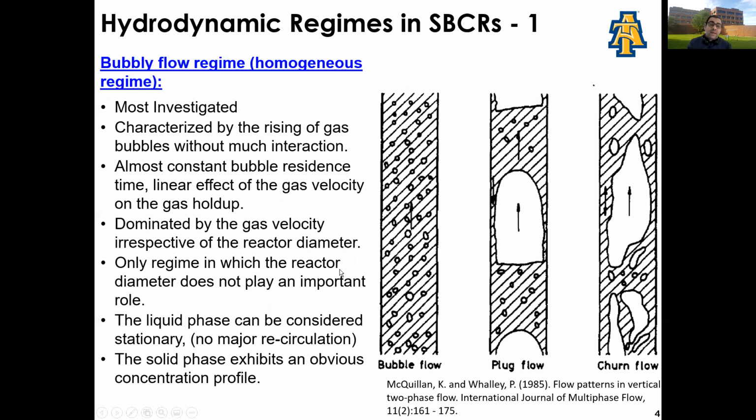It's dominated by the gas velocity, and the reactor diameter does not play an important role at these low gas velocities. In the liquid phase, there's no circulation because these bubbles don't have enough energy to drag the liquid and cause recirculation. And in this flow regime, we see a solid phase concentration profile. Usually the solid concentration is higher near the bottom of the reactor.